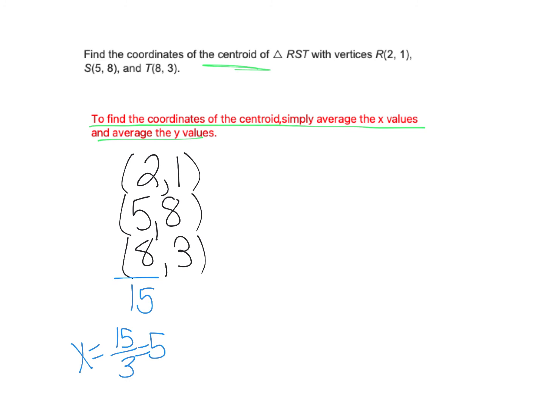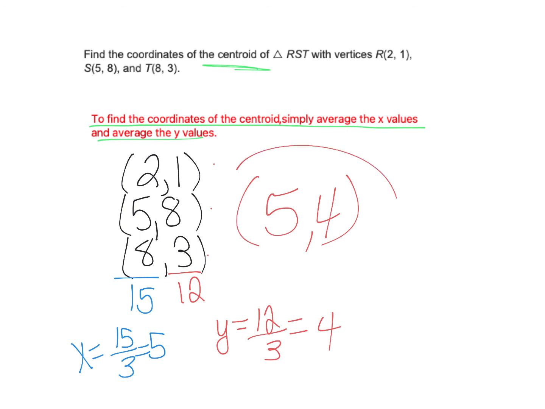And then my other one, if I add my y's together, I get 8 plus 3 is 11, plus 1 is 12. So I'm going to average my y's, which is 12 divided by 3. I divide by 3 because there are 1, 2, 3 terms in my list. So my y value is 4. So the ordered pair of the centroid would be 5, 4.